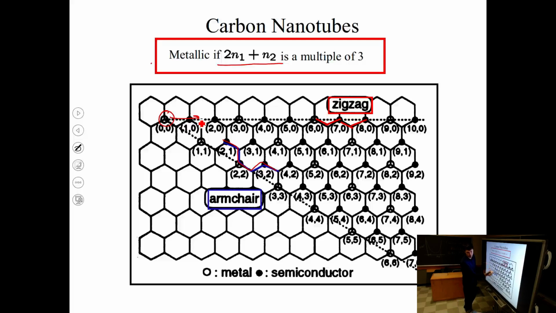And then the filled circles are semiconducting tubes, and the open circles are metallic. So along the armchair edge, you can see that they are all open circles. Always you're going to hit a K point along the armchair direction. And along the zigzag direction, you have a mixed metal or semiconductor situation.